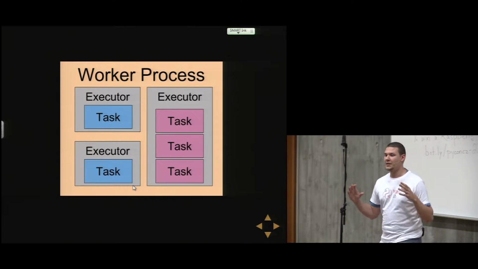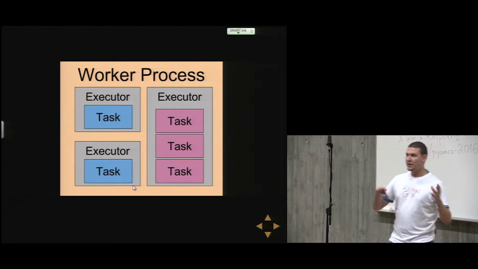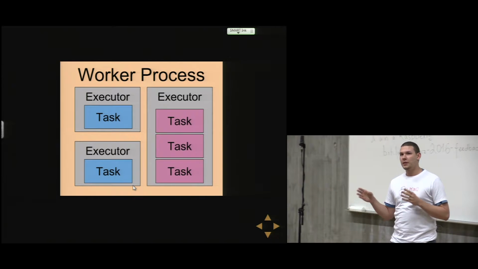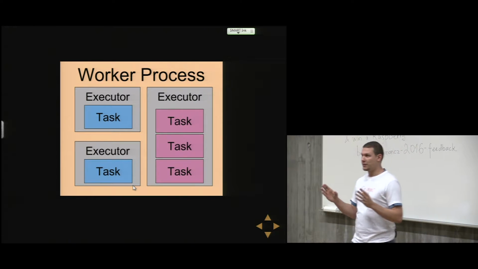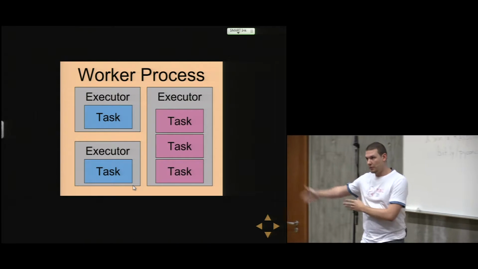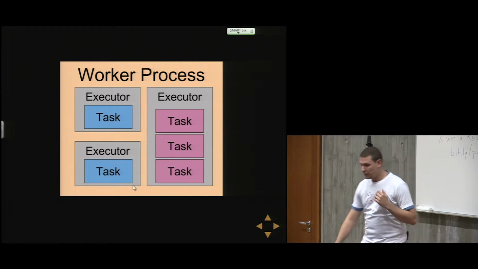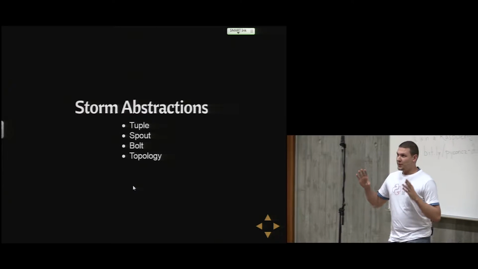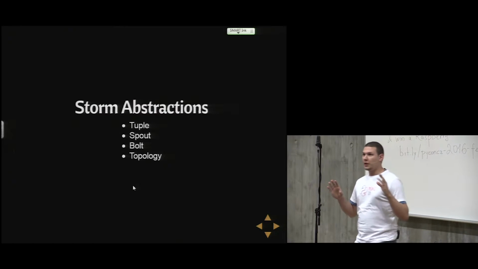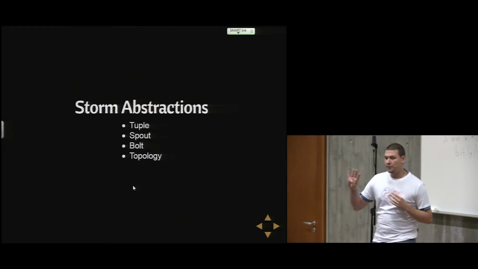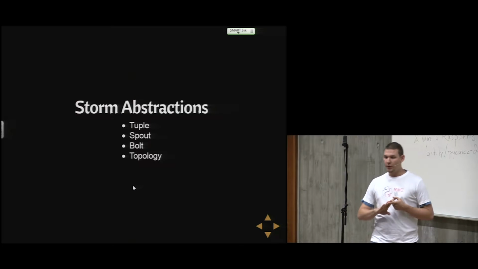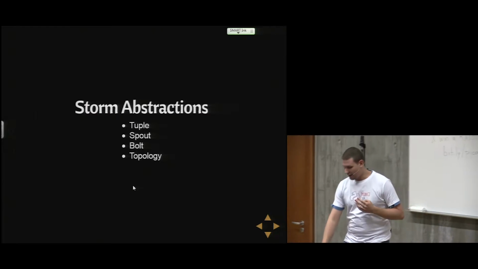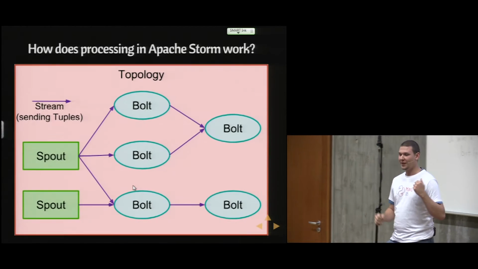The worker process has some executors and tasks. On this level, you can imagine a task as a Python process, or any process, but in our case, it will be Python processes. Also, to make some clarifications, we'll be talking mainly about 4 terms: tuples, spouts, bolts, and topologies, which I'll explain briefly on this image.